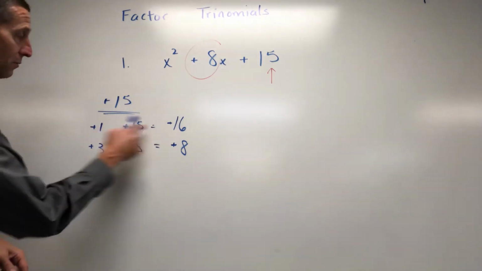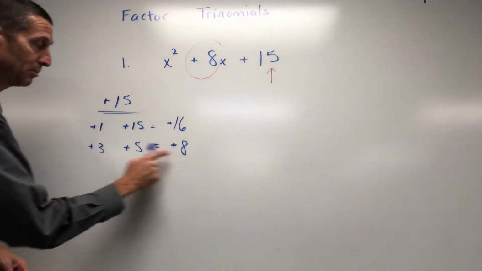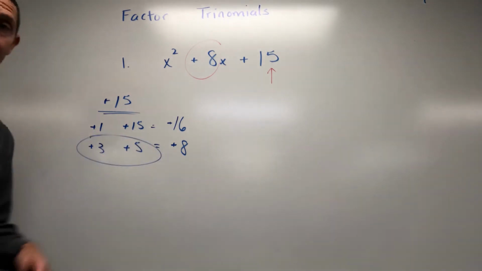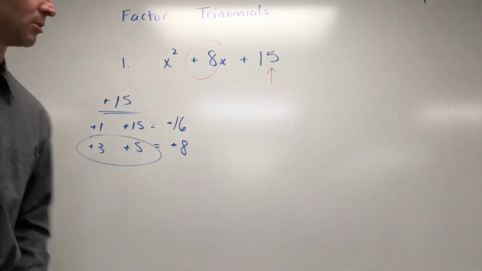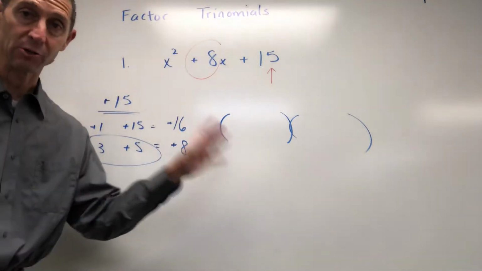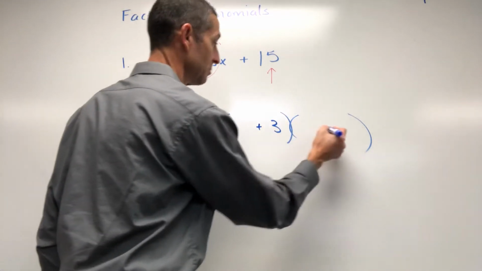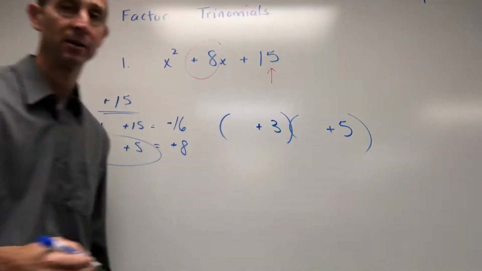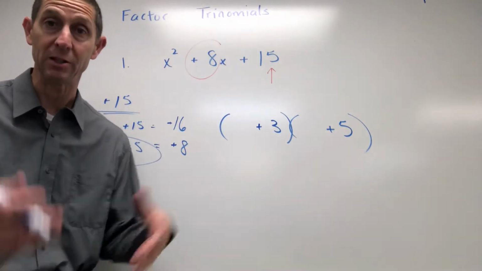Well, 1 and 15 gives me 16. Here it is. 3 times 5 is 15. 3 plus 5 gives me the 8. Those are my two numbers. So we're going to drop them into our two finishing groups. When you factor, you're going to drop it into these two groups. Plus 3, plus 5. Here's plus 3, here's plus 5. Those make up the right side of each set.